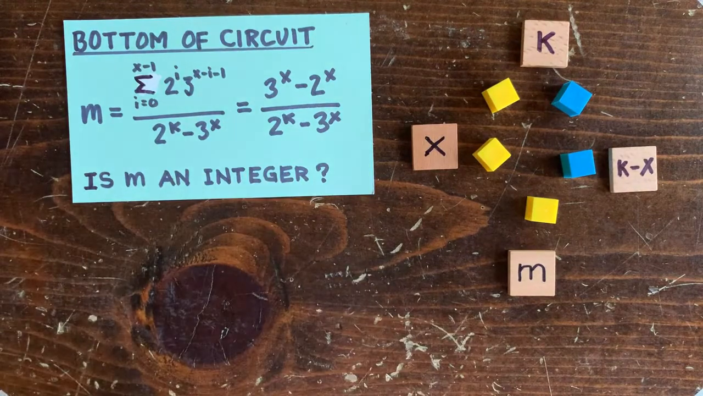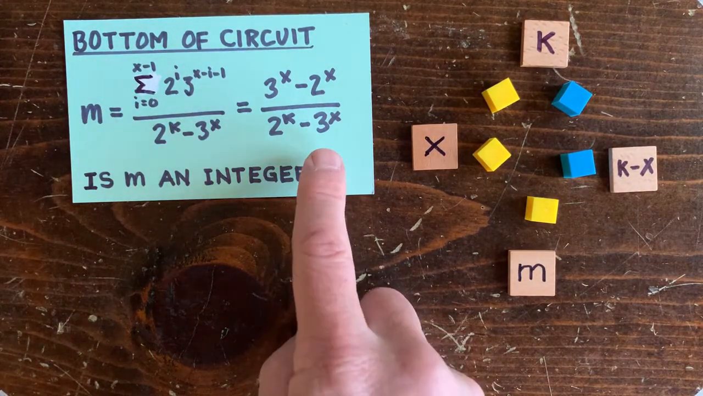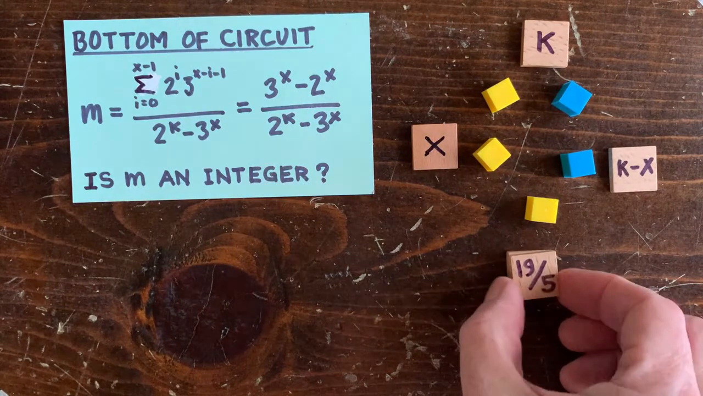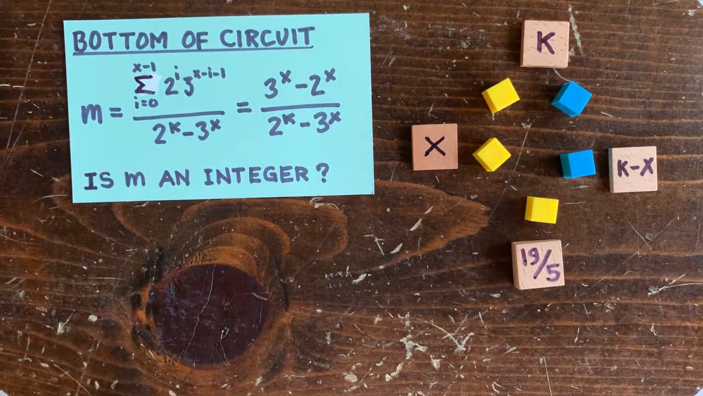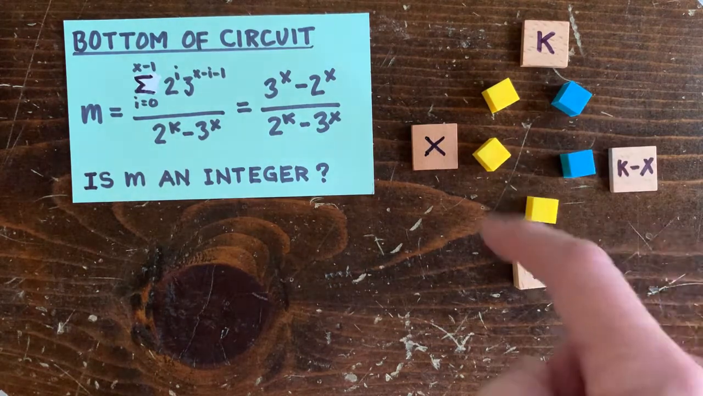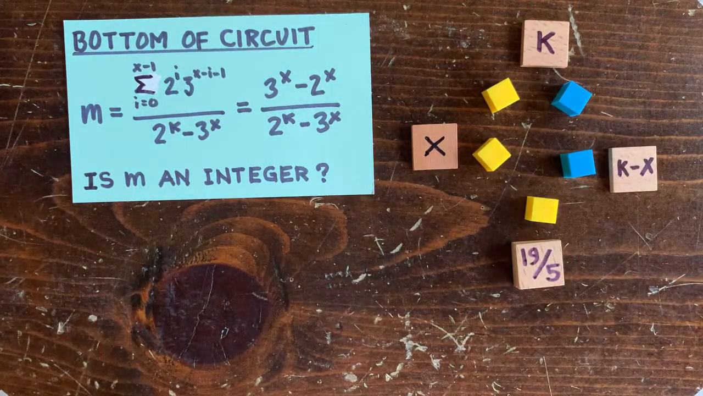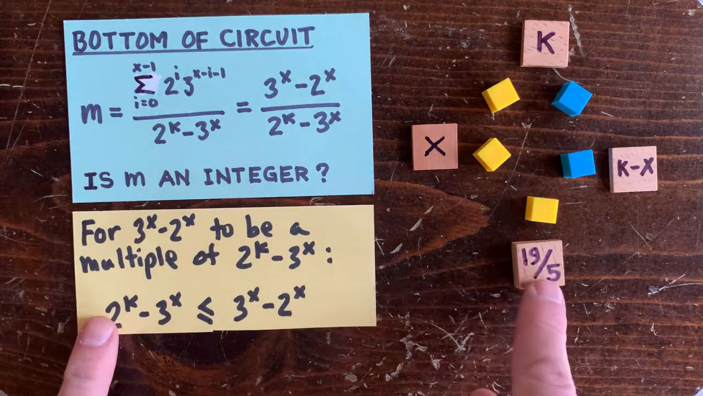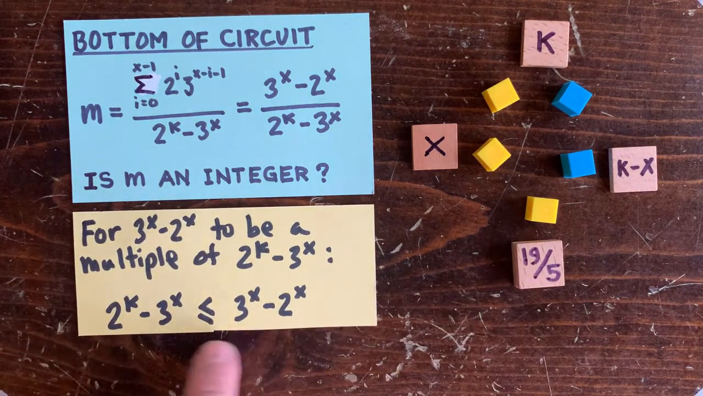It's got a numerator, which in this case is 27 minus 8, or 19, and a denominator, which in this case is 32 minus 27, or 5. Since 19 over 5 isn't an integer, this isn't a valid loop. Now we want to show that no matter how many yellow or blue blocks we choose, m is never going to be an integer. Now in this case, at least 5 was smaller than 19, so we had a chance.